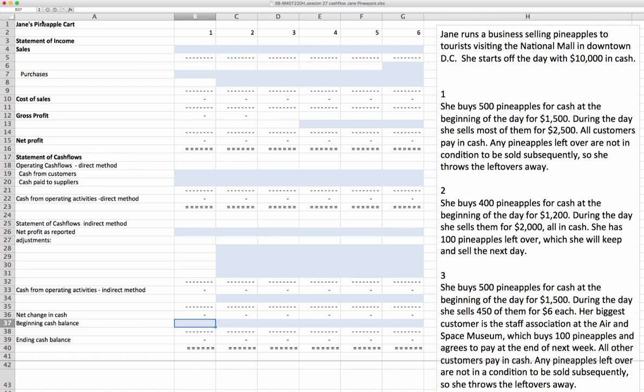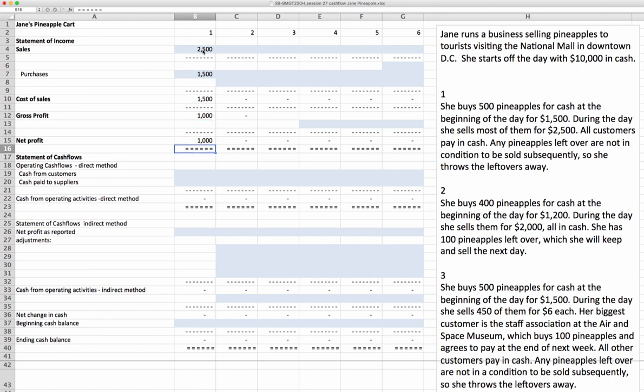And so this would be a fairly simple example to produce an income statement for. We can say that the sales are $2,500. The cost of sales is just the purchases, which is $1,500. And so we can say the gross profit is $1,000. There are no other expenses. The net profit is $1,000.